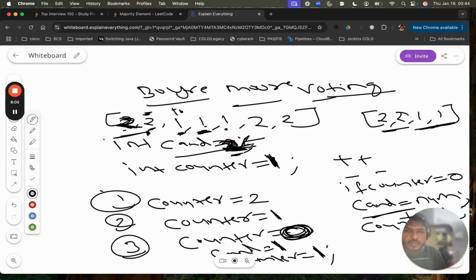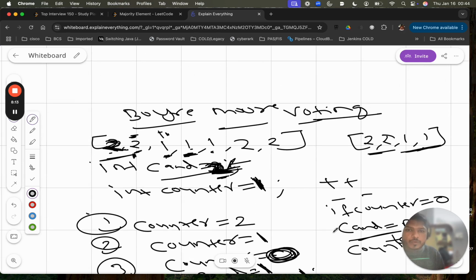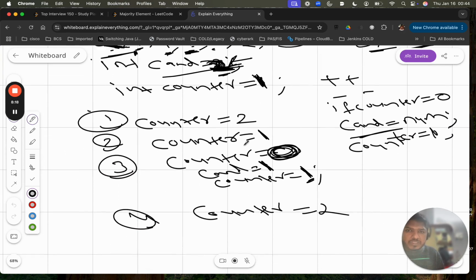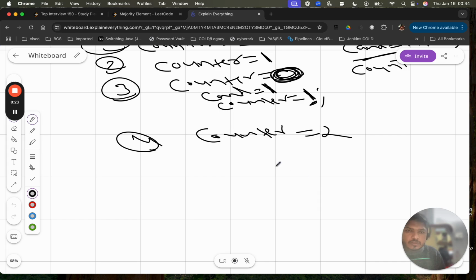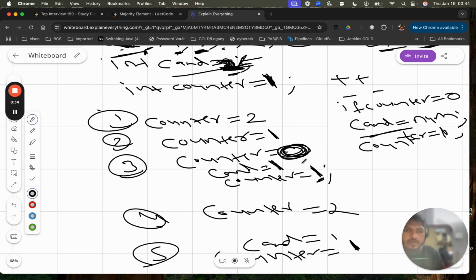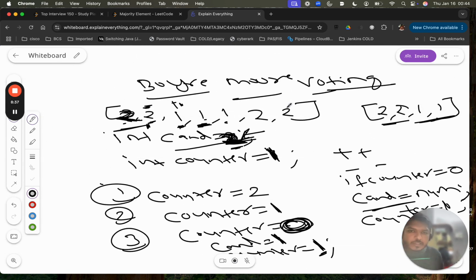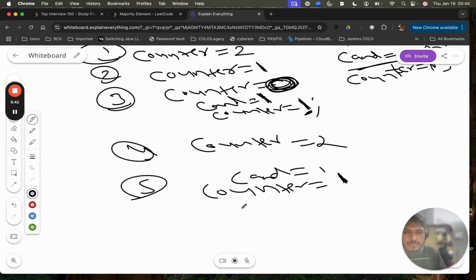Now let's see what happened in the fourth iteration. Now this one will get compared with the potential candidate. Yes, it's matching. I'll increase my counter, and my counter will become 2. This 2 will get compared with the potential winner candidate, which is 1 right now. This is not matching. It means that at the fifth iteration, the counter will get decreased to 1. And still the candidate is 1 only. Now the last iteration, 2 will get compared with this candidate, not matching, so my counter will become 0.